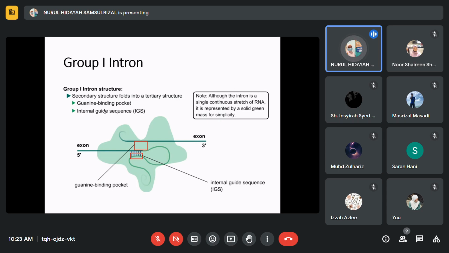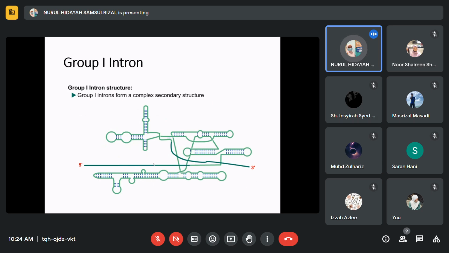Okay, so group 1 introns, they have this intron structure. They have secondary structure that folds into the tertiary structure. And they have two things, which is a guanine binding pocket, and they have an internal guide sequence, IGS, here. So guanine pocket and IGS here. So this one yang akan tengok, dia punya complex structure of the group 1 intron complex.